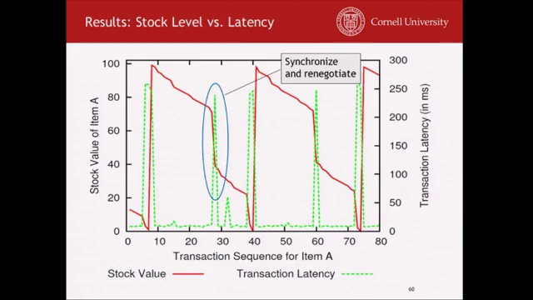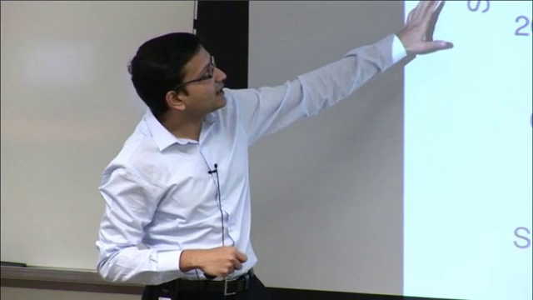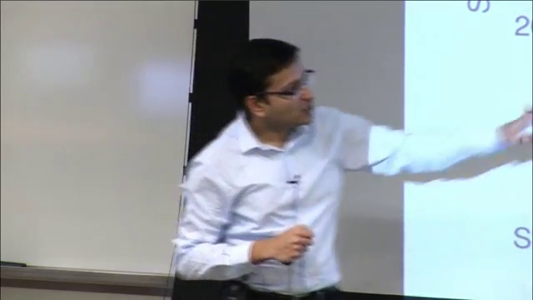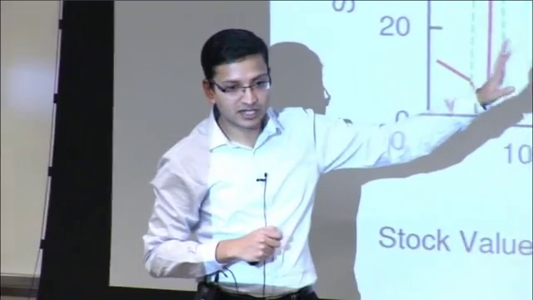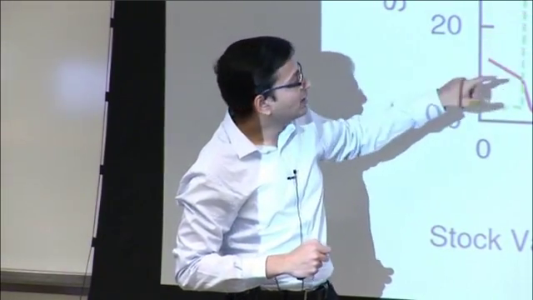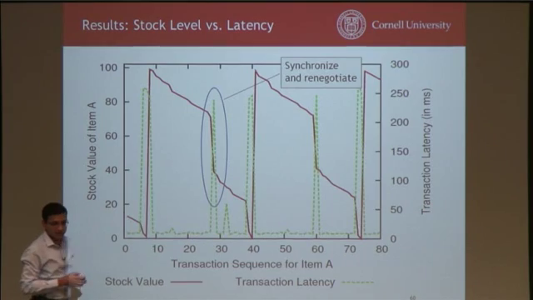So let me explain what this graph is. On the x-axis, I have the sequence of transactions issued for one particular item, in this case, let's say item A. On the y-axis on this side, I have the view of the stock level from the point of view of replica 1. And on the y-axis on the other side, I have the transaction latency. The red line corresponds to the stock value, and the green line corresponds to the transaction latencies.